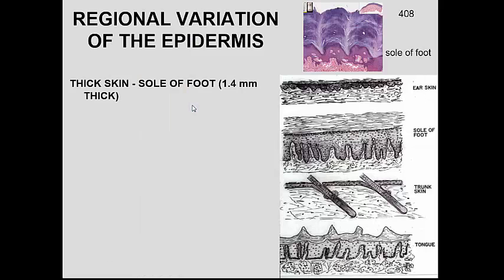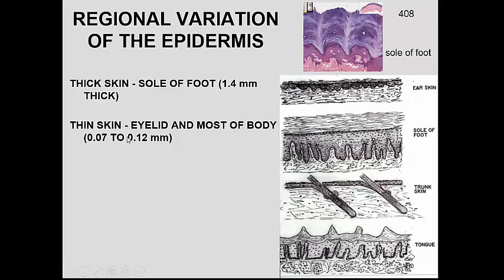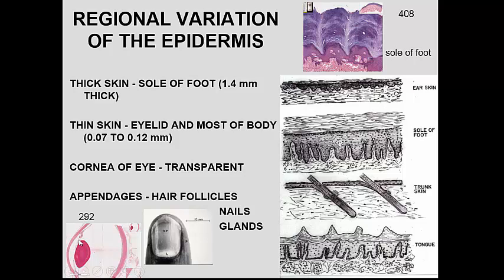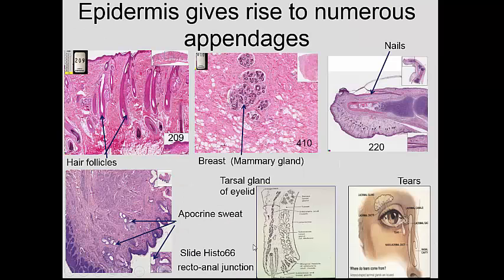Now, there is regional variation in the epidermis. It could be thick, like a sole. It could be thin, like the eyelid or most of the body. Here we see it fairly thin in the ear. It could be transparent, like in the cornea of the eye. You can see right through it. Also, it has appendages. Appendages could be a nail. It could be glands. And also, it has projections in the oral cavity, for example the tongue.